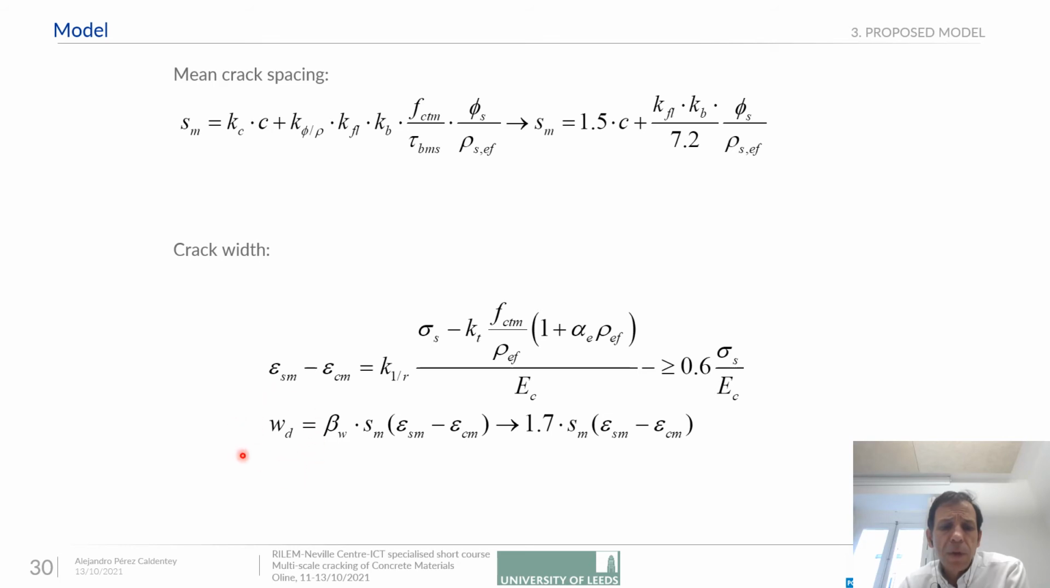The crack width, the design crack width, is formulated as the mean crack width multiplied by a factor which is equal to 1.7. I think making this factor explicit, as we are doing here, is important, because the fact that we had this factor implicit in earlier codes led to a lot of confusion, especially among researchers.